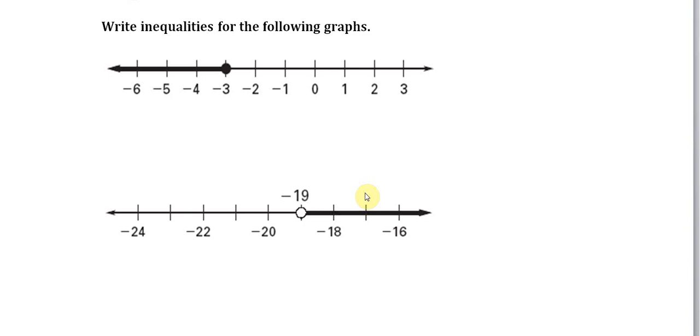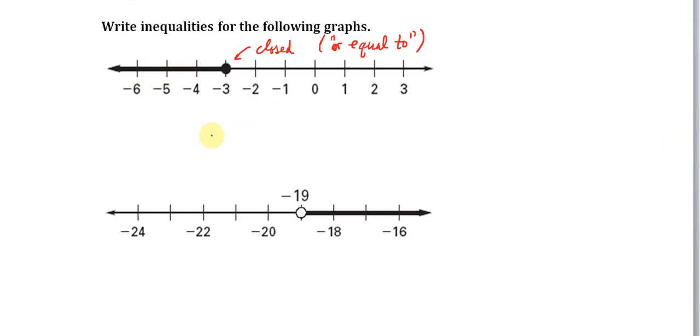Hello, algebra students. We continue our study of inequalities with two examples here. This time we're given a graph and we're asked to write an inequality that matches that graph. So first, we want to notice this is a closed circle, so that means something in particular. Remember, it means or equal to. So it's going to be that type of inequality that's non-strict, right?